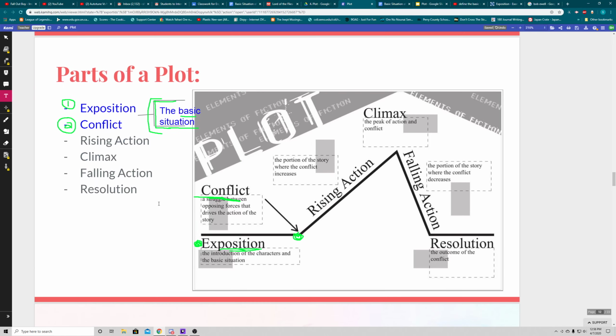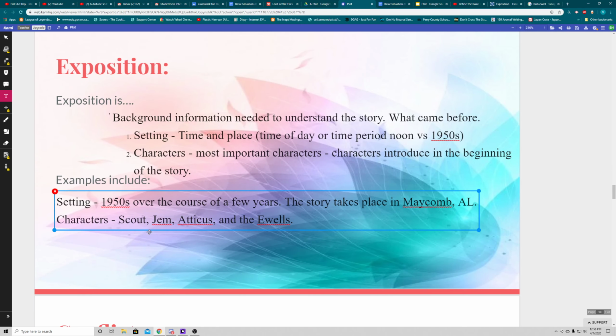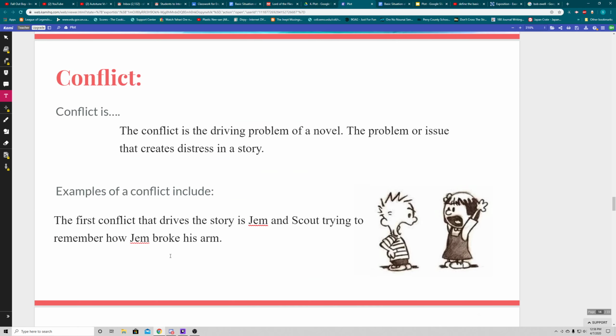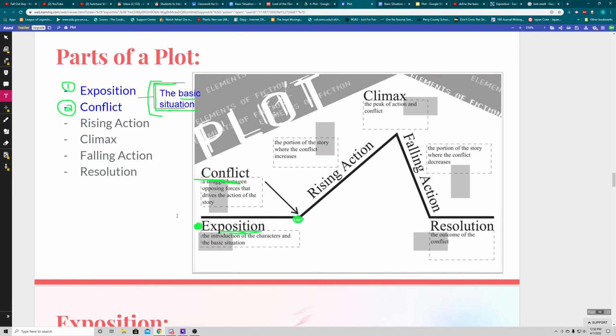And that's it. That's all you need to know for the very first assignment. We're just reviewing the beginning parts of plot. So I want you to take a look at the basic situation. The basic situation is made up of two things: the exposition and the conflict. This is the very background information that we need in order to begin a novel, to begin to understand. Exposition is background information, including setting and characters. And then the conflict is the initial problem that starts the story or begins to drive the story forward. And that's it. That's all you need to know for now about the basic situation.